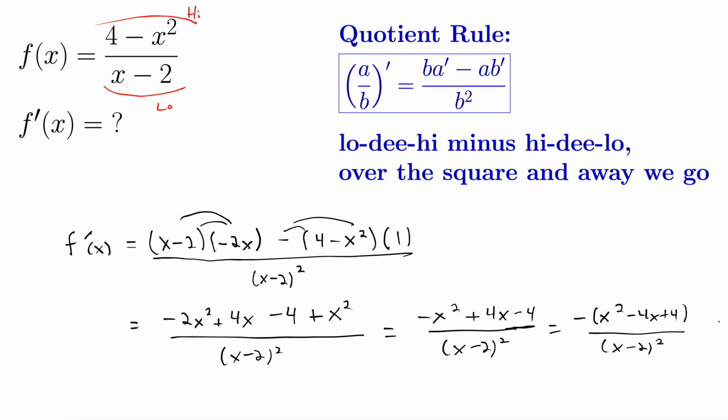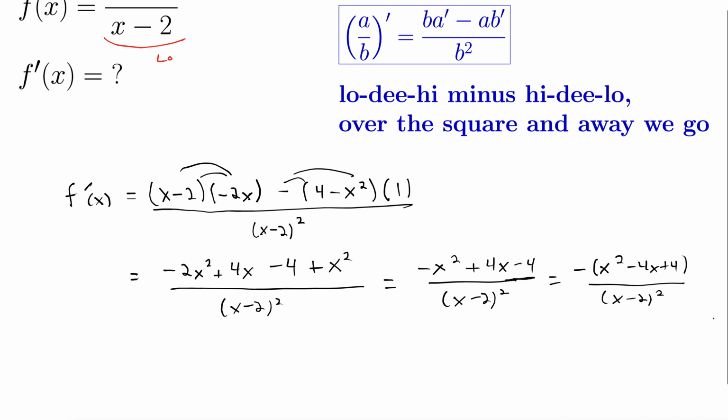And now note that this here, x squared minus 4x plus 4, is a perfect square trinomial. So we have negative x minus 2 quantity squared. Look at that, over x minus 2 quantity squared. Look at that cancellation, leaving us with negative 1. So that entire derivative boiled down to simply negative 1.